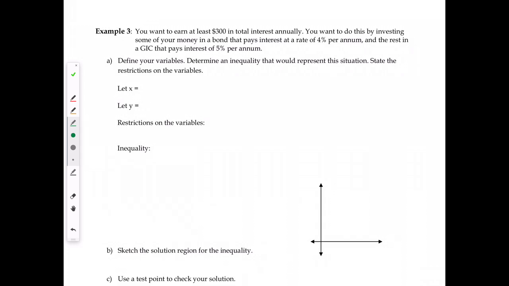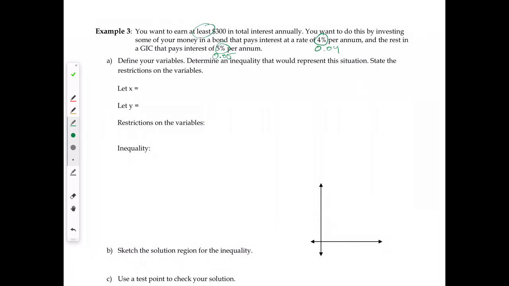Okay, let's take a look at one last example. In this case, it says you want to earn at least, which means that I'm looking for a minimum, or greater than this amount, at least $300 in total interest annually. You want to do this by investing some of your money in a bond that pays 0.4% per annum. Anytime I see 0.4%, I know that's the same as mathematically 0.04. And the rest in a GIC that pays 5% per annum, or 0.05 of the amount. Define your variables and determine an inequality that would represent the situation.